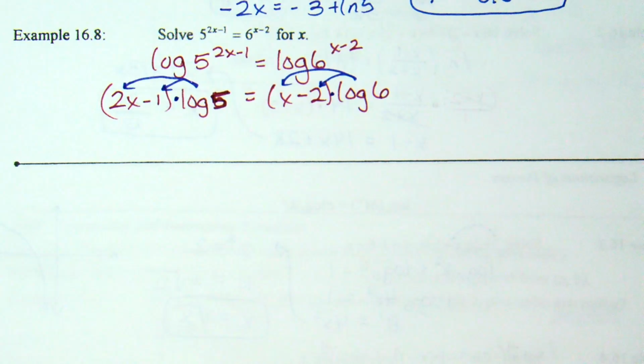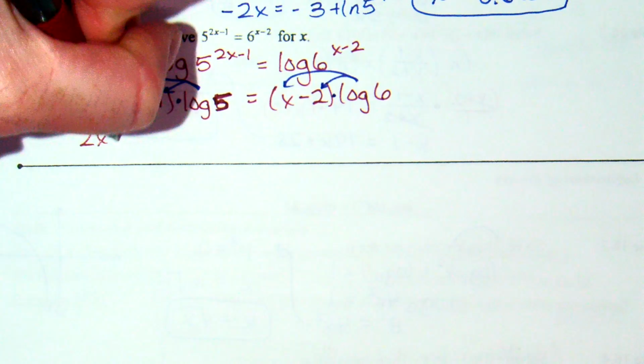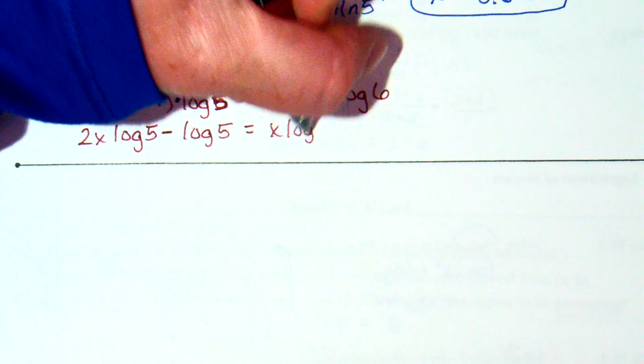Okay. When I distribute 2x times log 5, I'm going to say 2x log 5. If I say log 5 times 2x, is that 2x in the log or not in the log? So, minus 1 times log 5, so just log 5, equals x log 6 minus 2 log 6.